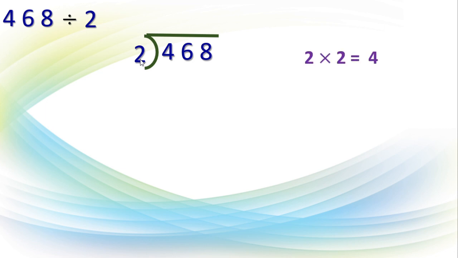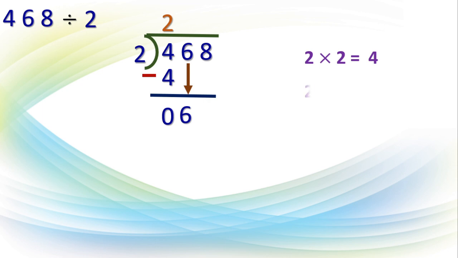Next sum, 468 divided by 2. Here also 8 is in unit place, 6 in tens place, and 4 in the hundreds place. We will divide first 400 divided by 2. You know that 2 2s are 4. Correct? 4 minus 4, that is 0. Right? Now we will take this 6 down. Tens place. That is nothing but 60, isn't it?